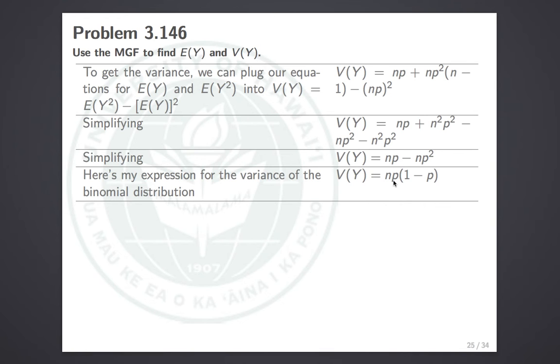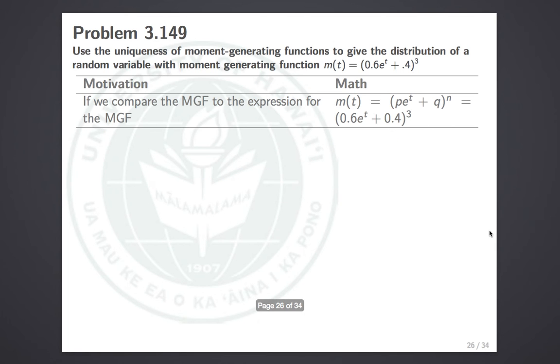Bear in mind that this isn't the easiest way to figure out the expectation value and the variance, but it does show you a definite use for the moment generating function. If the moment generating function were something a little more complicated, finding the expectation value and the variance is simply a matter of taking the first and second derivative and evaluating at t equals 0. Once we have this, we're going to move on to another problem.